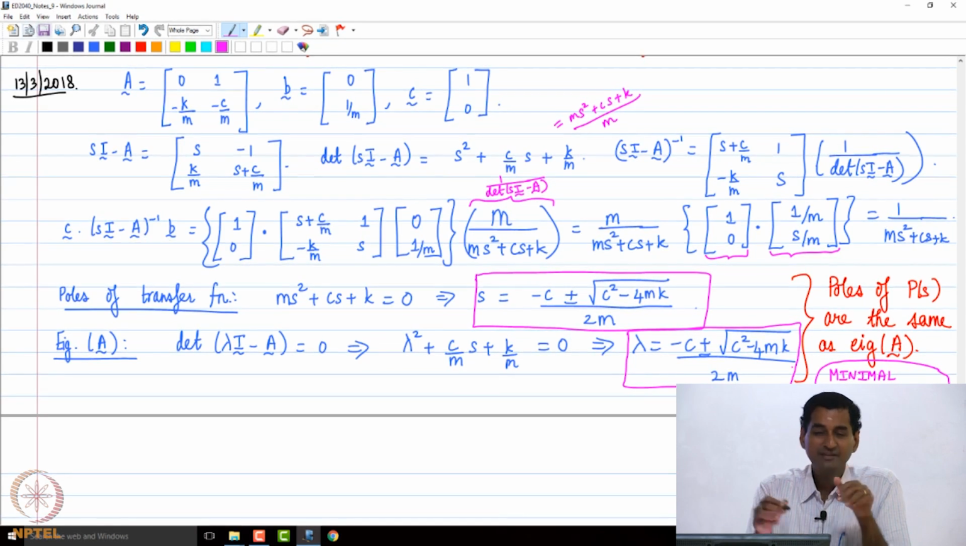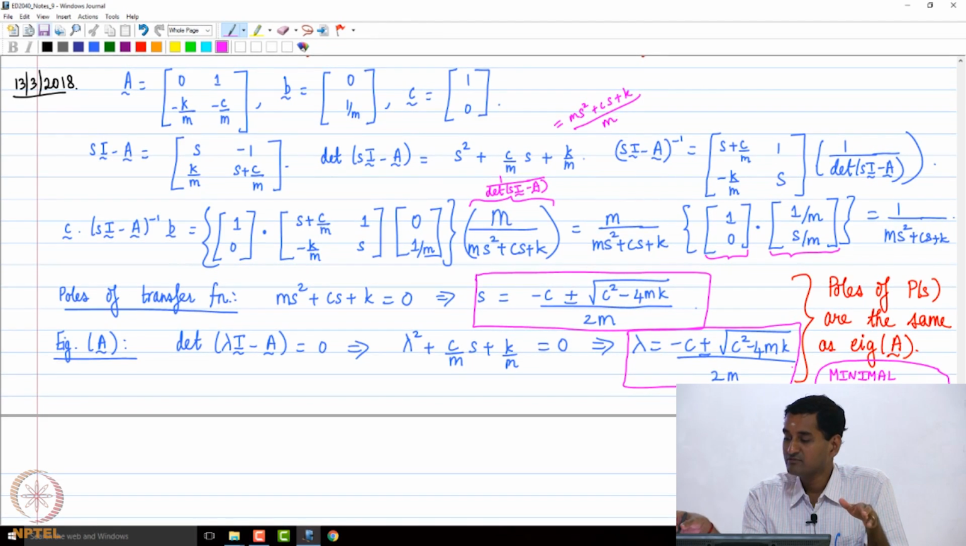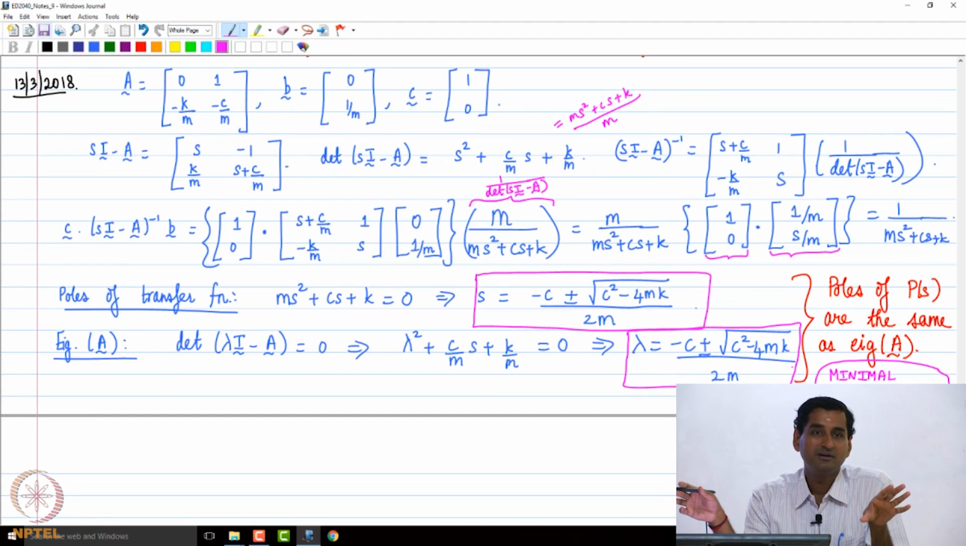So that I am not touching upon here. Okay. So essentially, as I mentioned, this concept of the set of poles of the plant transfer function being the same as the eigenvalues of the state matrix is true if the realization is minimal.